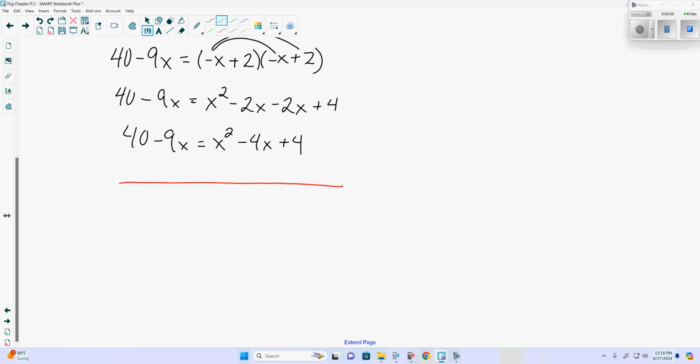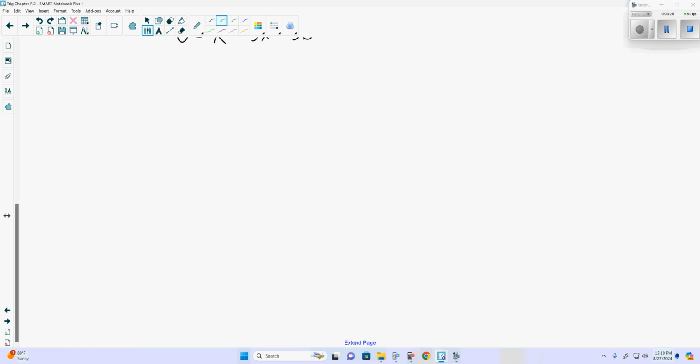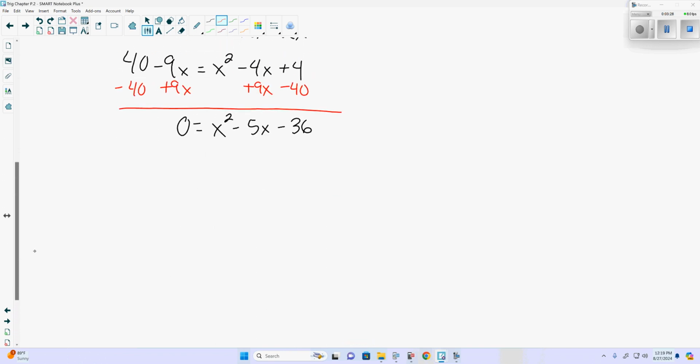Since we do have a quadratic, we need to get this thing equal to 0. So the first thing we can do is subtract 40 from both sides and add 9x. 0 is equal to x squared minus 5x minus 36. Now this one here is indeed factorable.